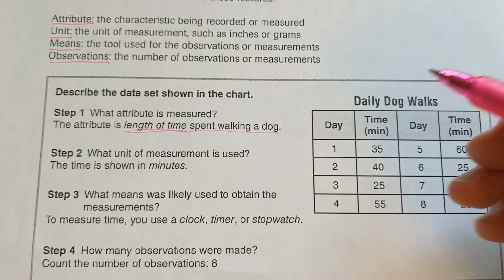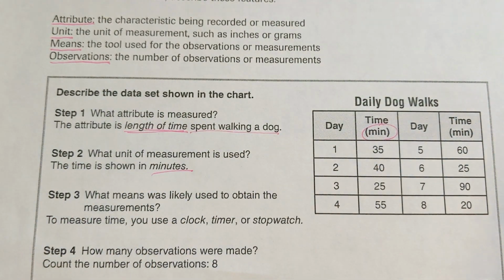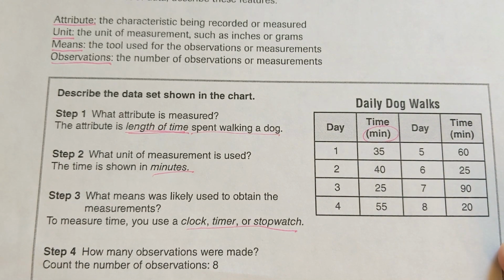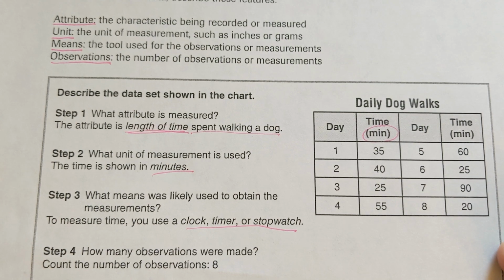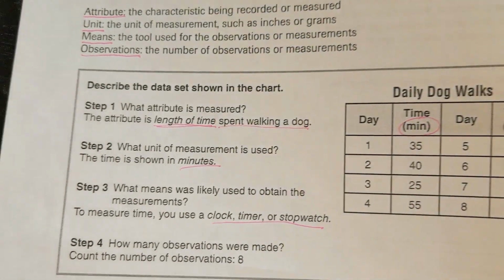Well, right here it says minutes. Minutes. Okay. Step 3, what means was likely used to obtain the measurement? A clock, a timer, or stopwatch like we talked about previously. If it's time, we use something that measures time. Okay, and then step 4, how many observations were made? Like I said earlier, there are those 8 days, so there were 8 observations for this set of data. Okay, so let's practice that now.